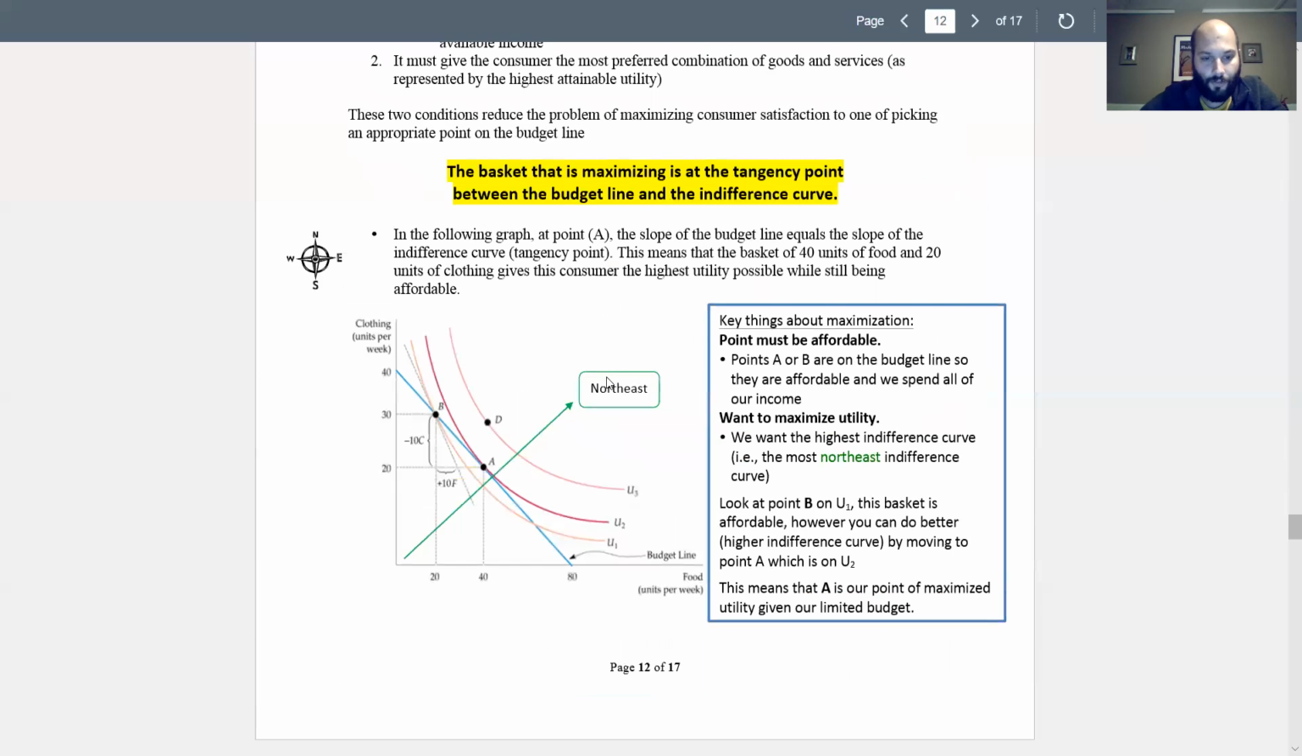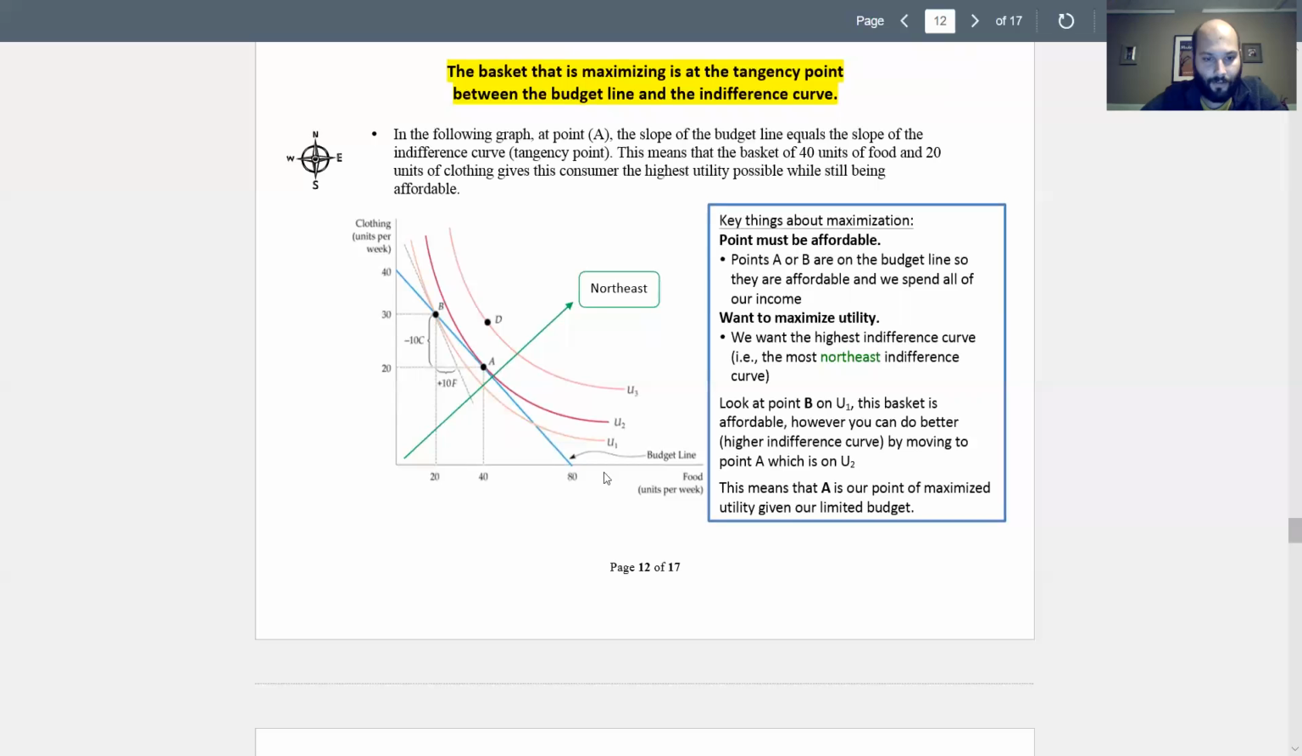So we're putting those two pictures together and it looks like this. We have a budget constraint and then we have a field of indifference curves with U1 being the lowest, U2, and then U3 being the highest. And again, the idea is for the consumer to get to the highest indifference curve given this budget constraint.